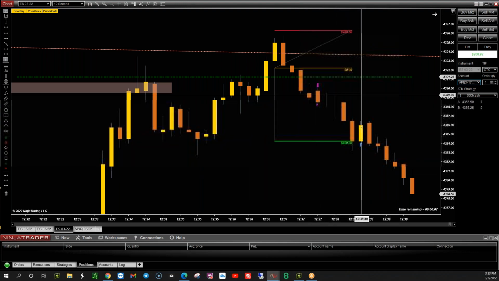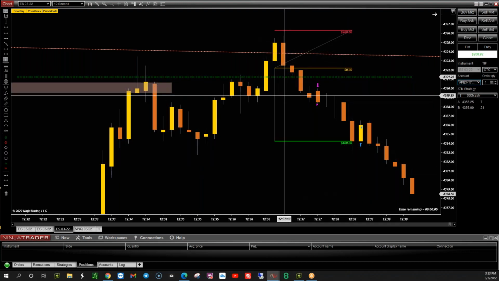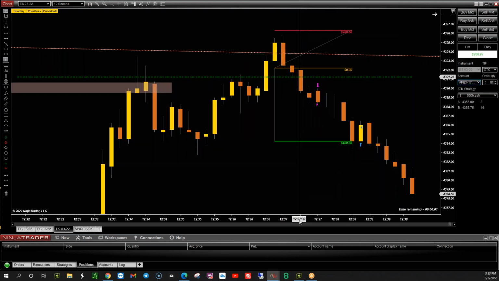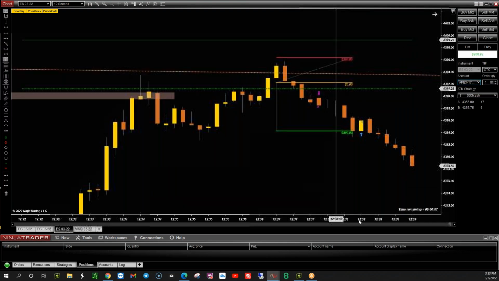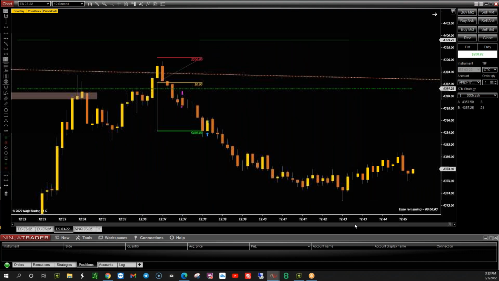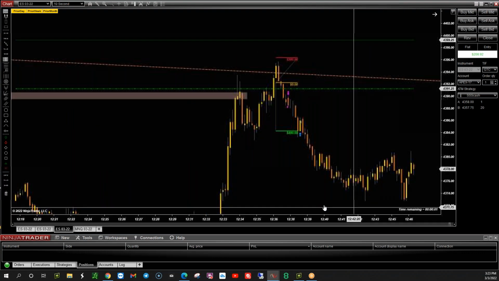This is the smart scalping strategy. Triple S. All right, triple S. This is what this is. And it worked to perfection. You just have to execute. The trader has to execute.